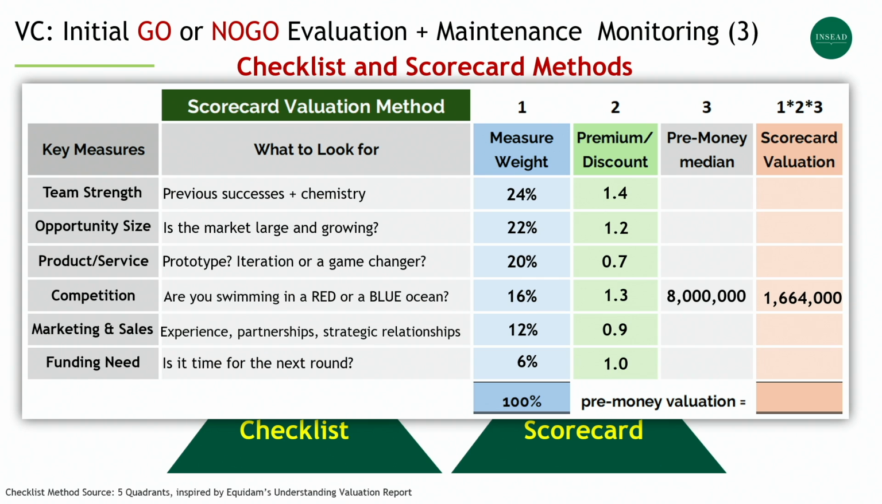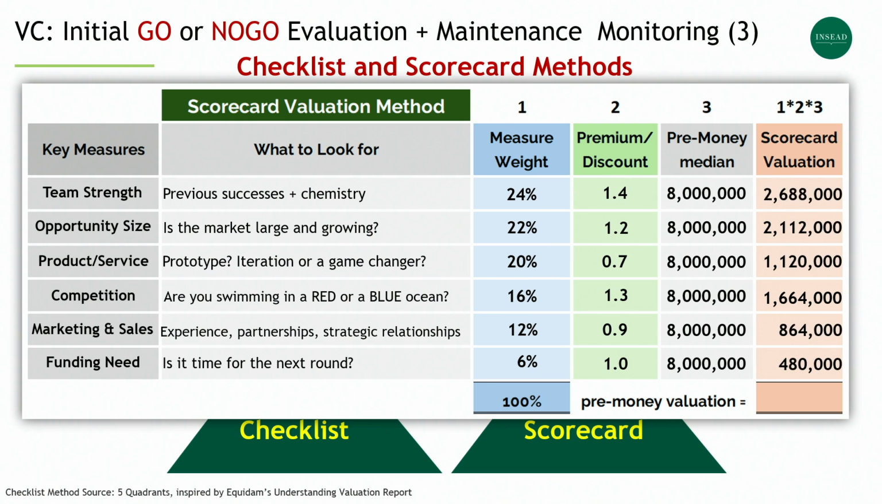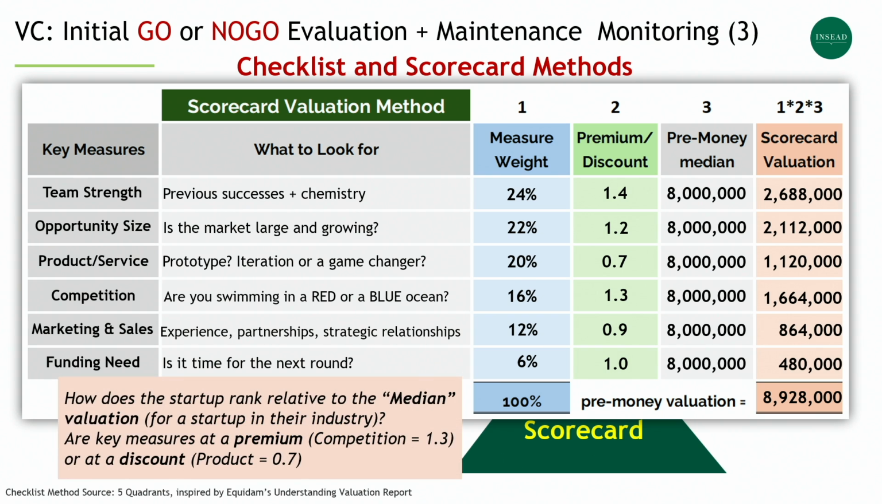So it looks like we're doing okay on the team strength and opportunity, meaning we are at a premium, and for the competition. Funding need is about par for the course, and then we have some discounts on the product and services. Again, adding all those up, the SCORECARD valuation gives this company a pre-money valuation of $8.9 million at 100%.